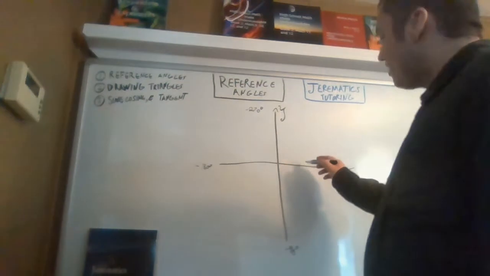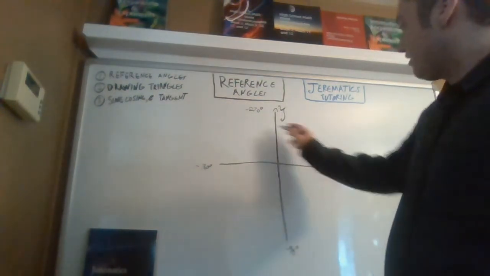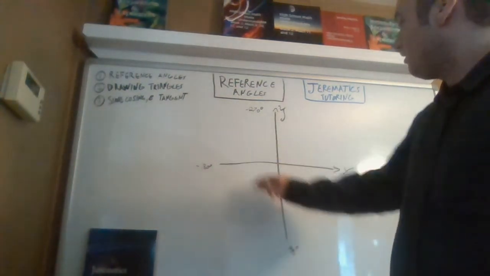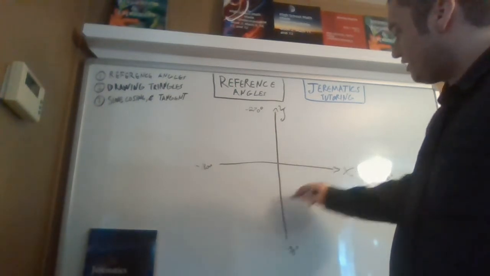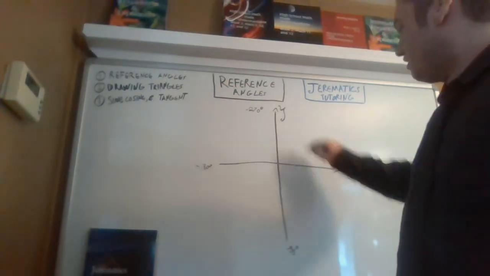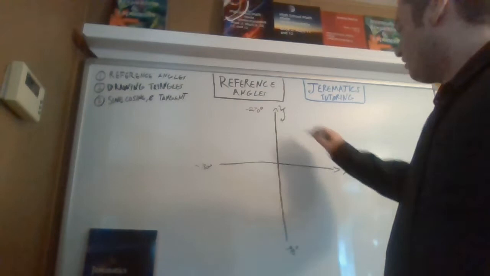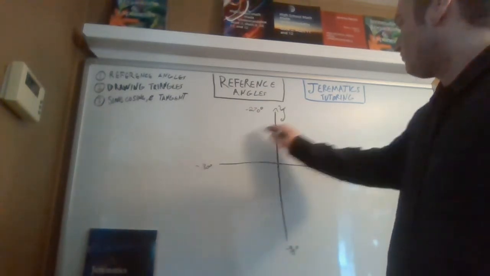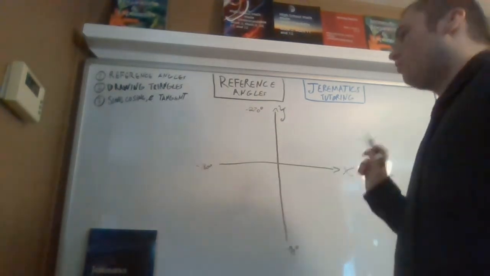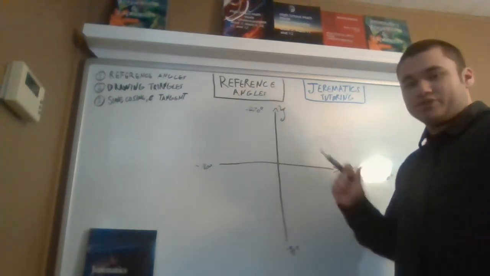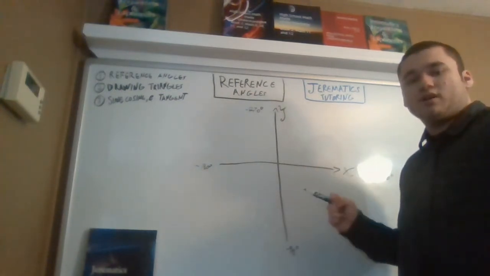So if your angle is positive, remember the direction of rotation is like this. And if your angle is negative, it goes like this, the opposite direction, clockwise. So if it's negative, it's clockwise. If it's positive, it's counterclockwise. What does that mean in terms of our quadrants? Does that change where our angle would lie?